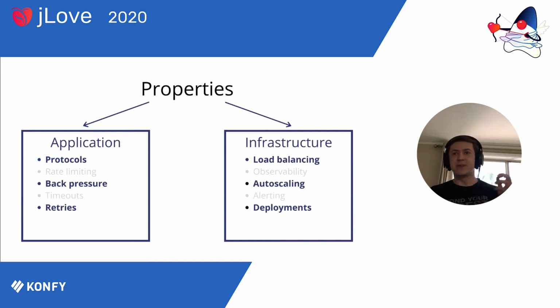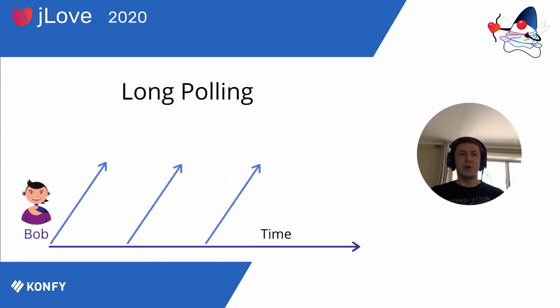So let's start from the application, and in particular the protocol. There is a number of ways to implement the protocol, and long polling is more or less the classic one. It's been around for a while. It's an old and well-understood technique. And the idea is that Bob would send a request every now and then, and the server doesn't respond immediately. The server holds the connection, but once the data is available, the server sends a response back to Bob. And then when Bob receives the data, he has to make a request again.